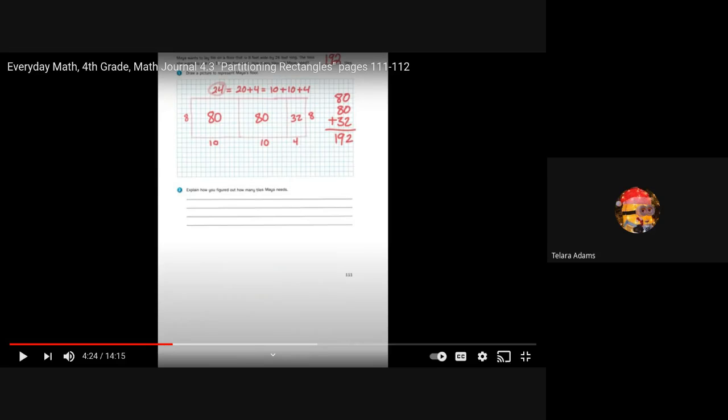Very similar, the exact same actually, as expanded form. If we know our numbers in expanded form, we can break them down into partitioning rectangles. We can break it down by 10s and then by 1s. Make sure that you have these notes. They will be very valuable in part 2.